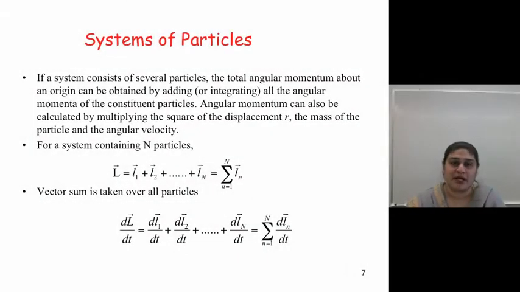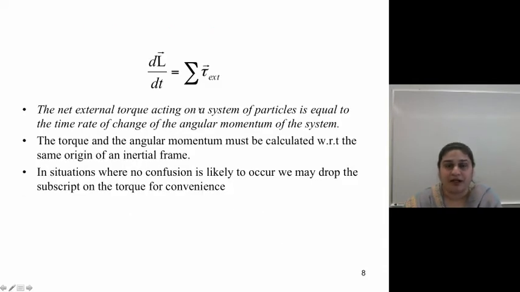Now, what happens for a system of particles? If a system consists of several particles, the total angular momentum about an origin can be obtained by simply adding or integrating all angular momenta of the constituent particles. Angular momentum can also be calculated by multiplying the square of the displacement r, the mass of the particle, and the angular velocity. So for a system consisting of n particles, L will be given as a sum of all the momenta for each particle, and the vector sum taken over all particles will be given by dL over dt, which is the sum of all dL's over dt's. Okay, so for a system of particles, the same thing holds true.